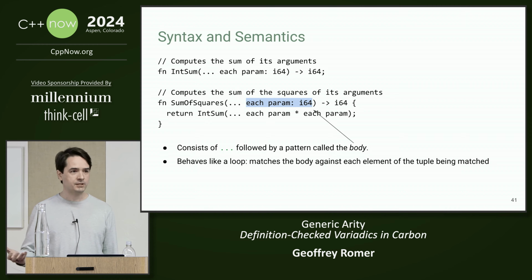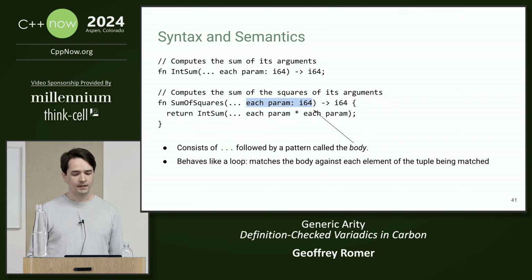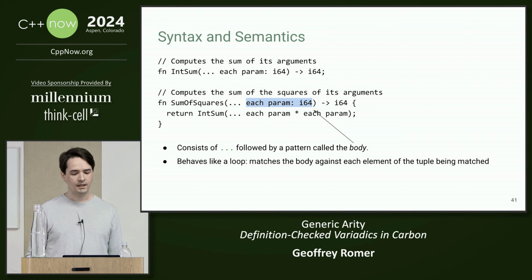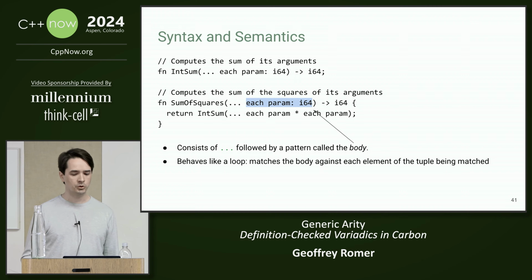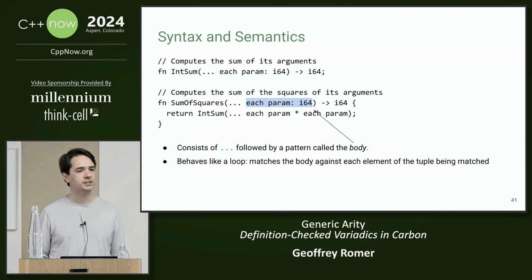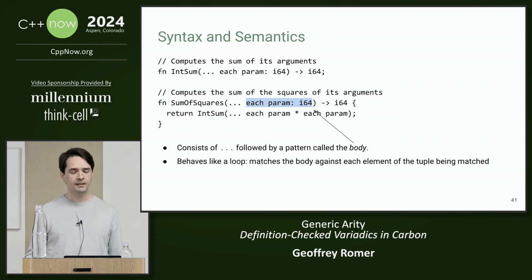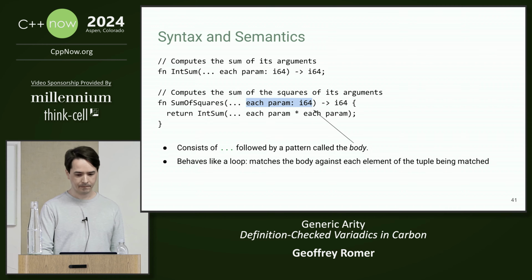It consists of an ellipsis followed by the body. This time the body is a pattern. So it's a compile time loop like the other kinds of pack expansion. But because the body is a pattern, rather than repeatedly executing a statement or repeatedly evaluating an expression, we're repeatedly matching a pattern. Specifically, we're matching the body pattern against a sequence of tuple elements. In this case, the arguments passed by the caller.